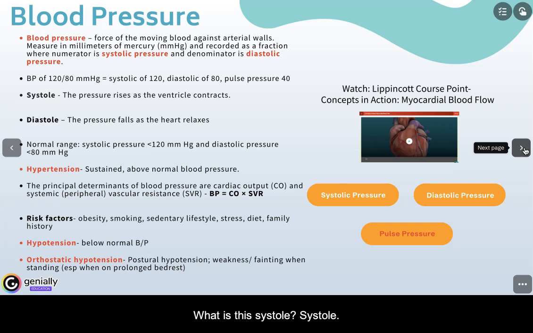Systole. What is the systole? Systole, the top number, is the pressure that arises as the ventricle contracts. Every time the ventricle contracts, with the contraction, you get systole. Diastole happens when the pressure falls as the heart relaxes. So systole means contraction. Anytime your heart contracts, that's the systolic pressure. When it relaxes, that's the diastolic pressure, diastole. So normal range systolic pressure should be less than 120 millimeters of mercury, and diastolic pressure less than 80 millimeters of mercury.